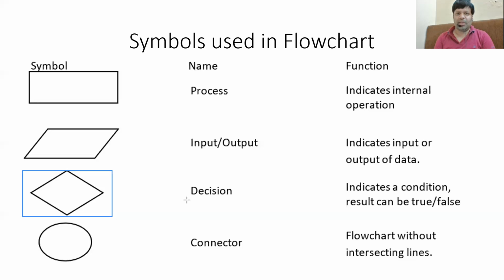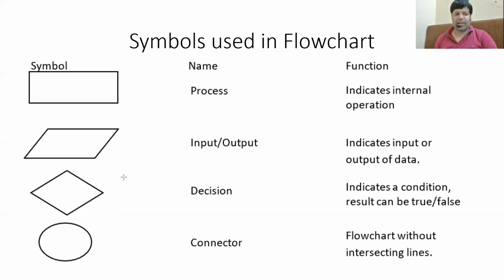For example, is A greater than B? Now, this is a decision that we need to take. What are the possible outputs of this decision? Yes or no. Yes means A is greater than B. No means A is either equal or less than B. So for representing such decisions, we use this decision box. There will be two outputs from this box. One will have the label yes and the other one will have the label no.